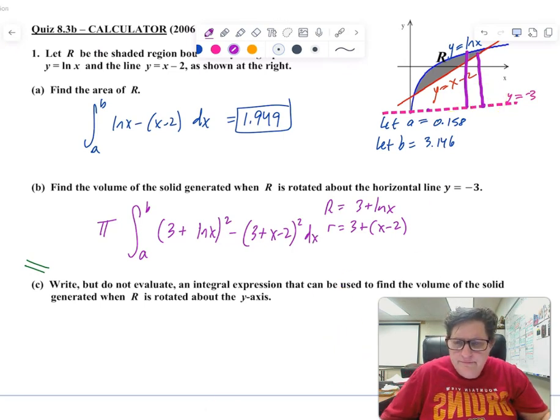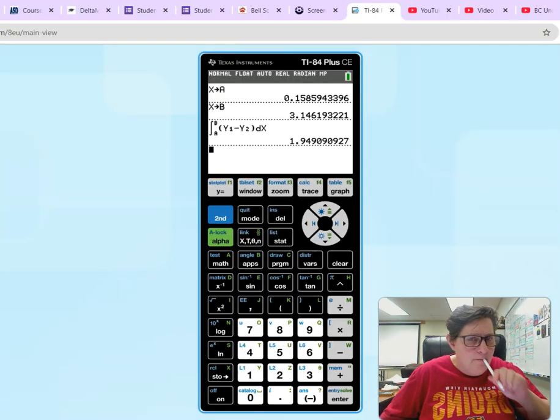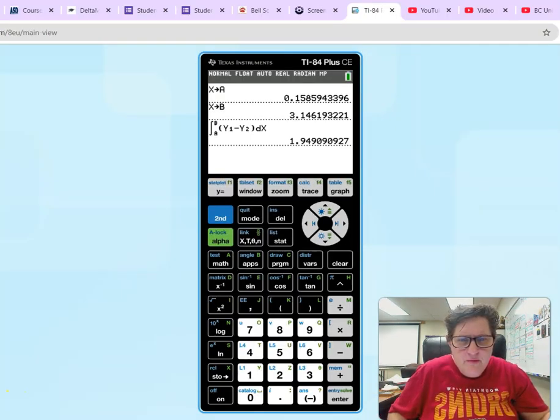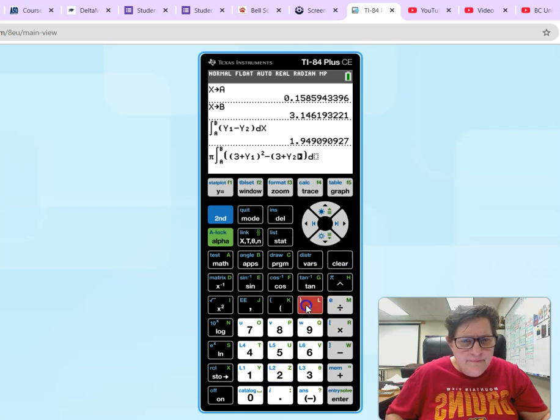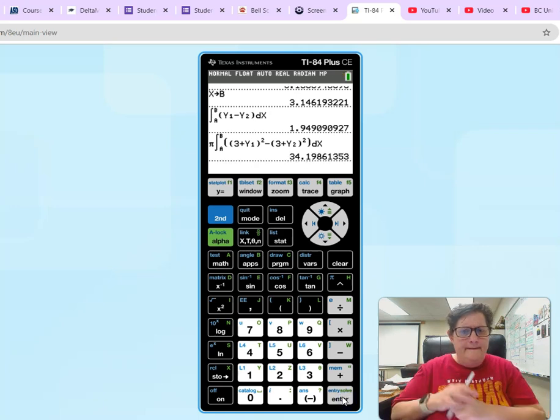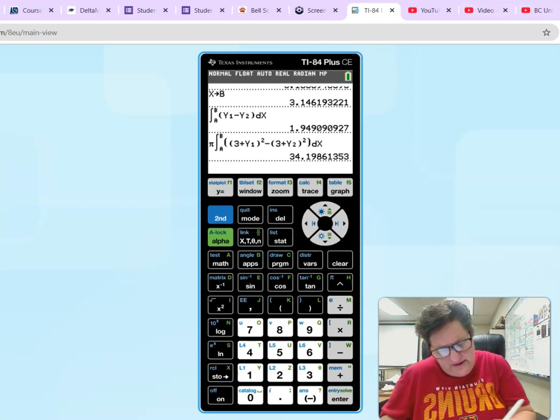So on my calculator, I'm going to go pi, and then integral from a to b. And the first one is 3 plus ln of x, which I have under y1, squared minus 3 plus x minus 2, which I have under y2, squared. So big R squared minus little r squared. Boom, 34.198.